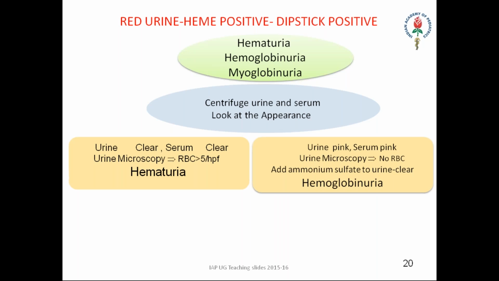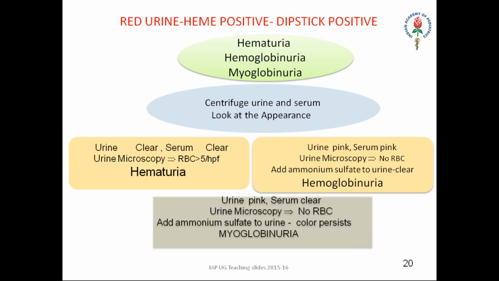Second, if the urine is pink in color and the serum is also pink in color, urine microscopy shows no RBCs at all. Add ammonium sulfate to urine to make it clear, and the condition is hemoglobinuria. Third, if the urine is pink but the serum is clear, urine microscopy, no RBCs are found. On adding ammonium sulfate to urine, color persists, then that is myoglobinuria. So this is the way how you differentiate hematuria, hemoglobinuria and myoglobinuria.